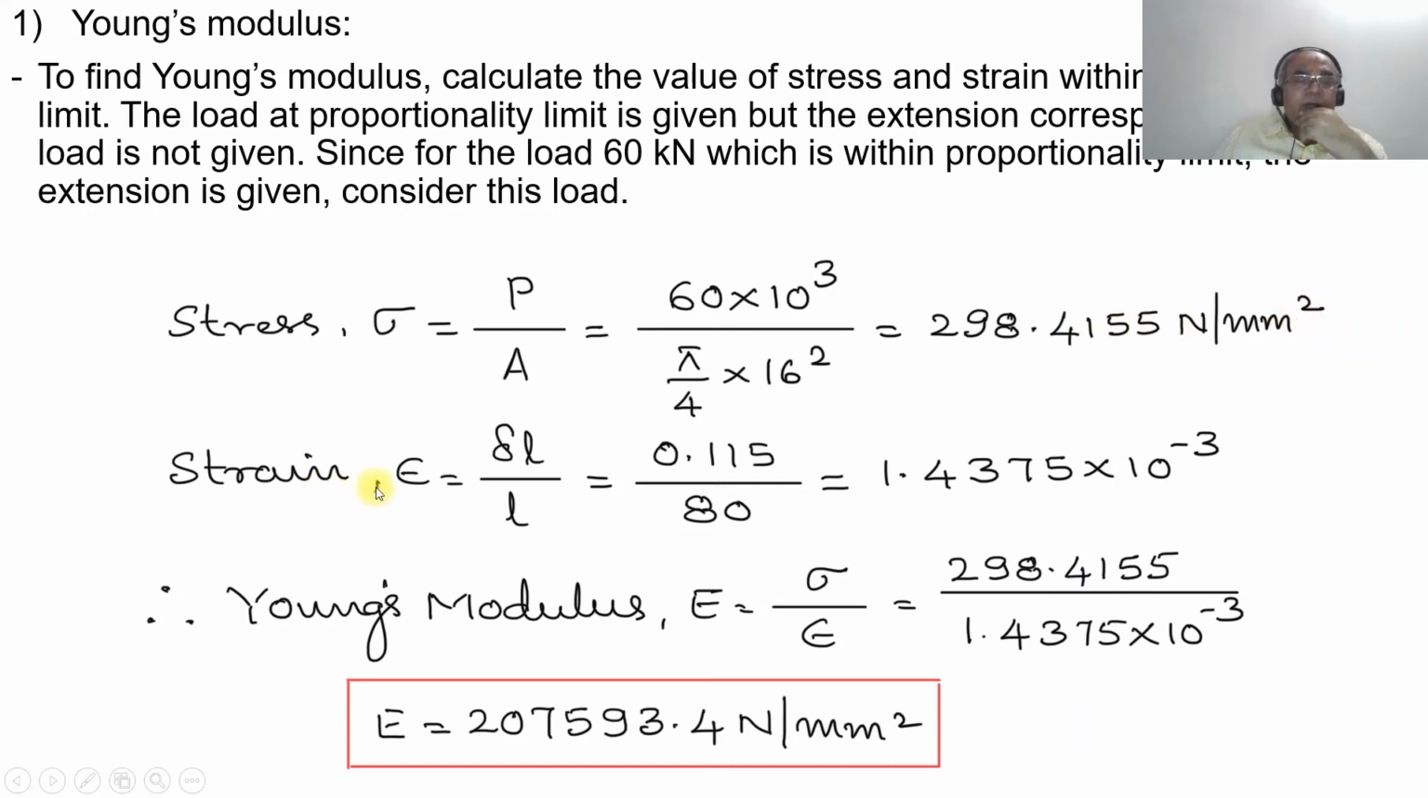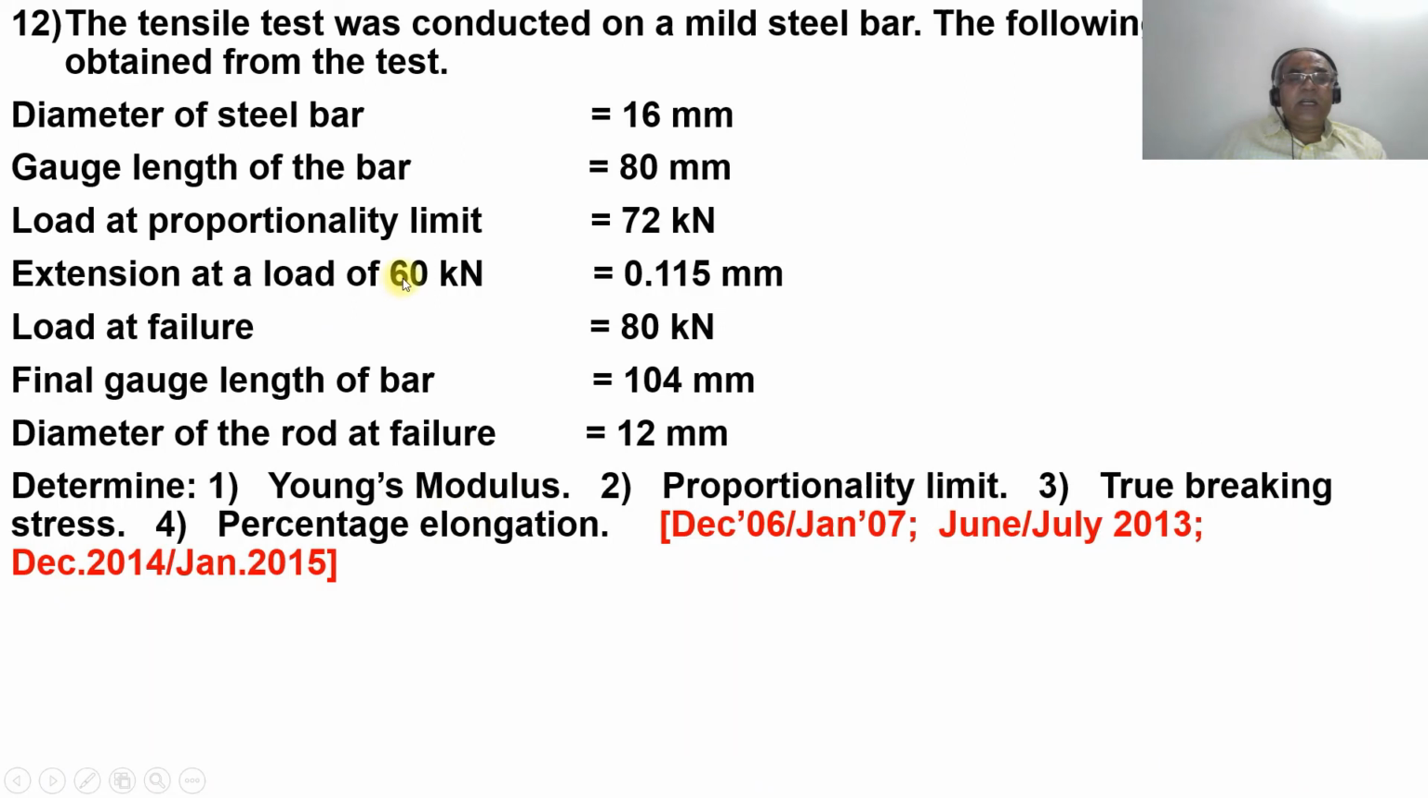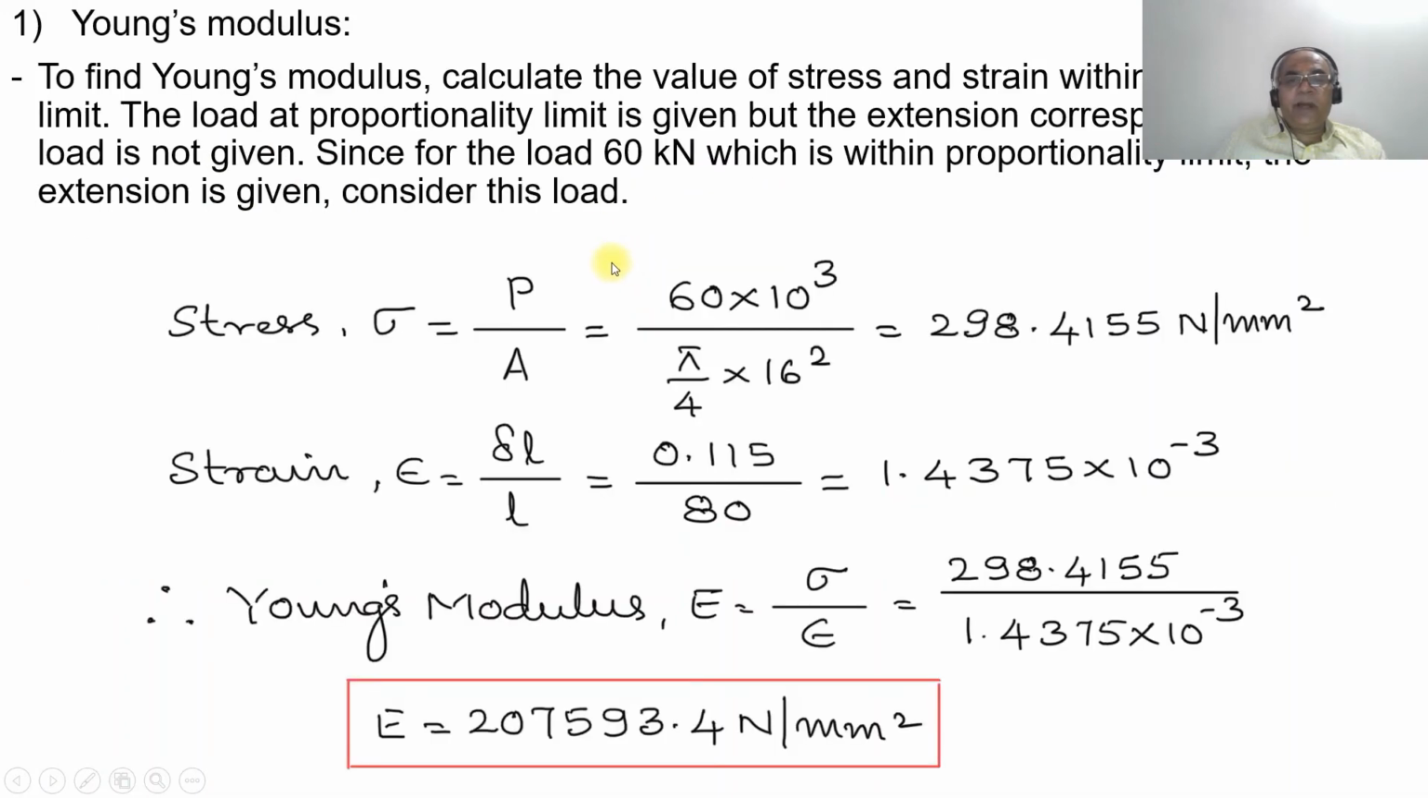What is the strain? The strain is equal to the change in length divided by the original length. The extension at a load of 60 kilonewton is 0.115, divided by the gauge length of the bar, which is 80 mm. So 0.115 divided by 80 gives 1.4375 into 10 to the power of minus 3. Since it is a strain, it has no unit.